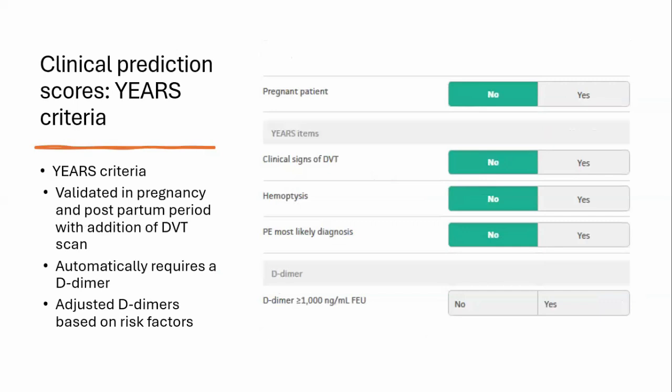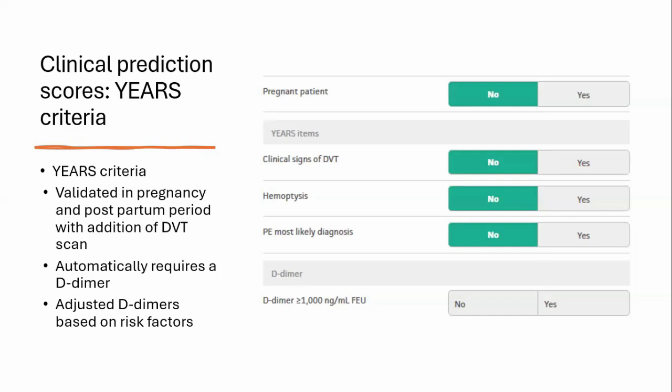The YEARS criteria, this has made a lot of news. It's been discussed a lot in the literature because the scoring system is actually validated in pregnancy and the postpartum period. If you add a DVT scan, obviously it automatically requires a D-dimer, which might be an issue because we know D-dimer is such a poor test because it's raised for so many reasons, but if it's negative, it's excellent. But then also they use adjusted D-dimers based on the risk score. So we should be using this in hemodynamically stable patients older than 18 with a suspected PE.